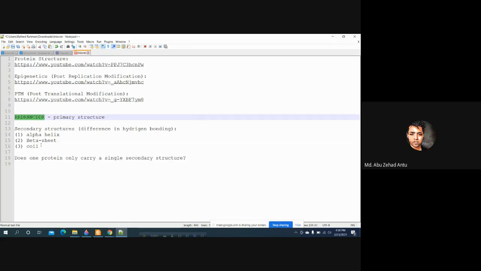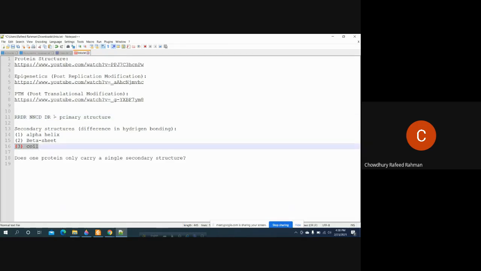Sir, I think the three of the structures can be present. Can be present, exactly. That means this part, suppose this part can hold the alpha helix structure. Maybe this part can hold the beta sheet structure, and this part may hold the coil structure. Okay. That means protein amino acids can actually form into small groups of secondary structures. Is that clear?